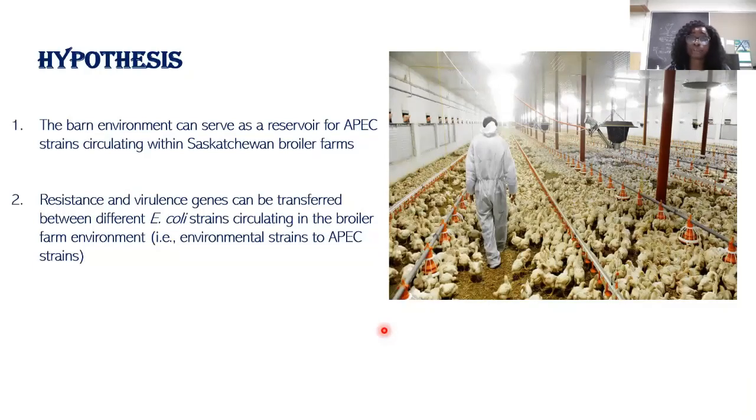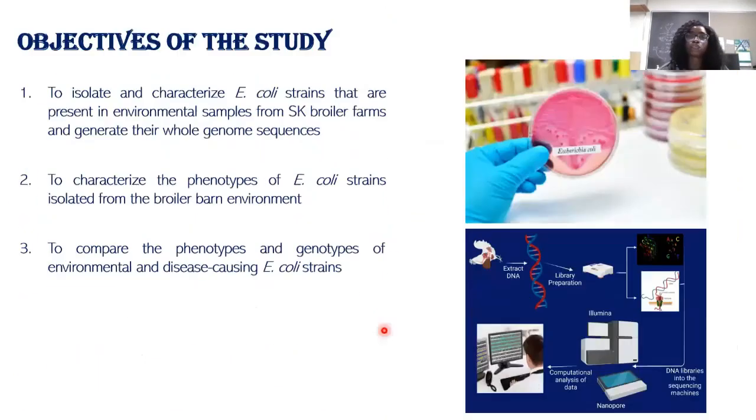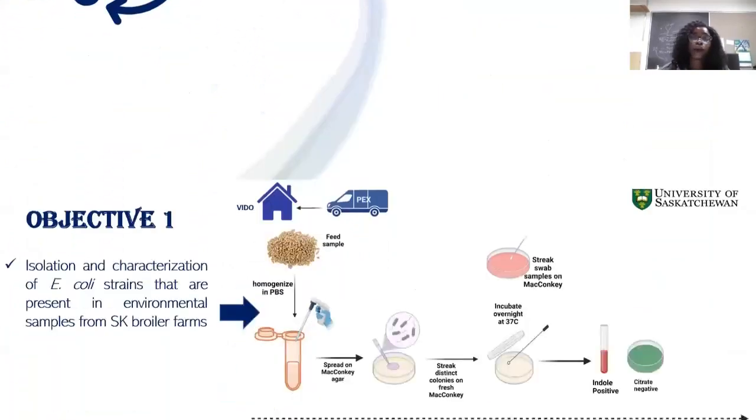Also, we hypothesize that resistance and virulence genes can be transferred between different E. coli strains circulating in the broiler farm environment. So for my objectives, first, we intend to isolate and characterize E. coli strains from this barn environment and also generate their whole genome sequences. Second, we intend to characterize and phenotypically check their ability to cause disease in chickens. Then finally, we intend to compare the phenotypes and genotypes of these 3 E. coli populations. So what do we do?